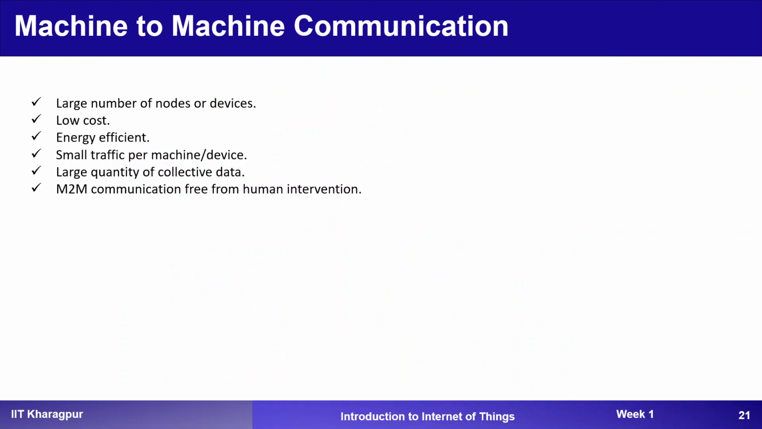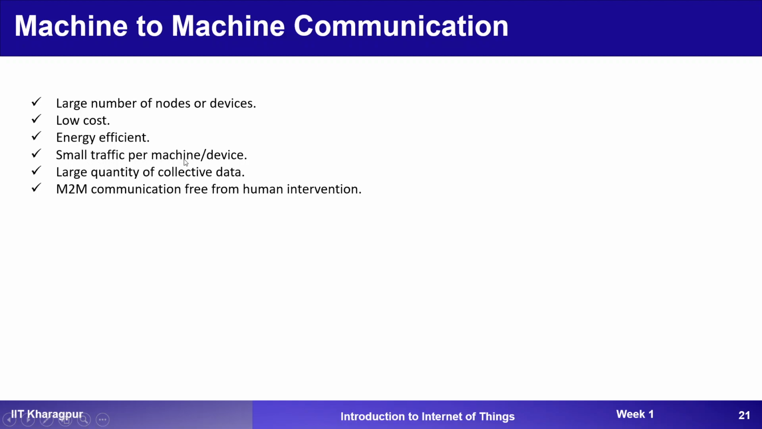Now the features of machine to machine communication. Since there is no human intervention, a large number of nodes or devices will be present in order to cover the complete area. Second, it should be low cost. Third, it should be energy efficient. Fourth one is smart traffic per machine.